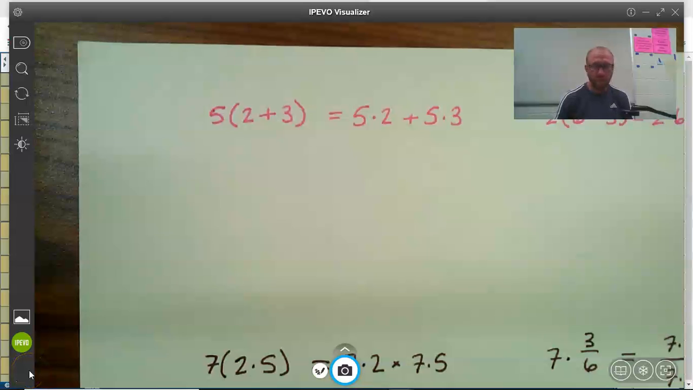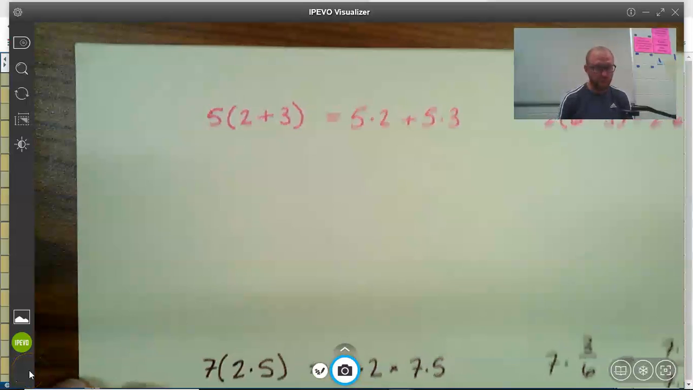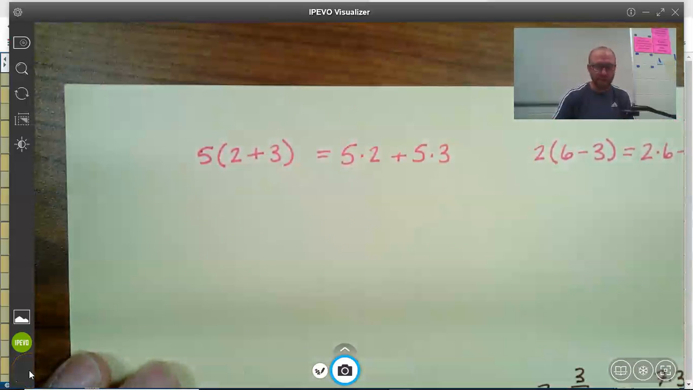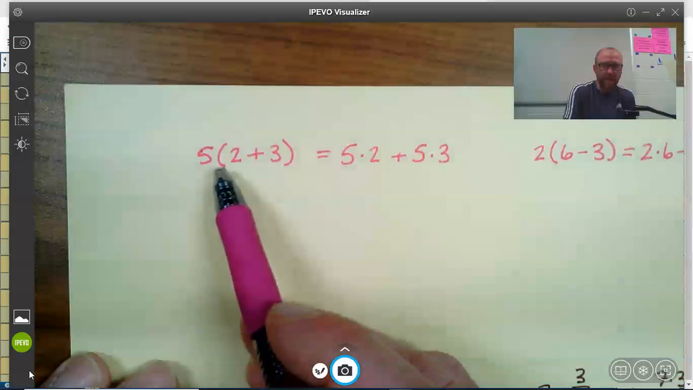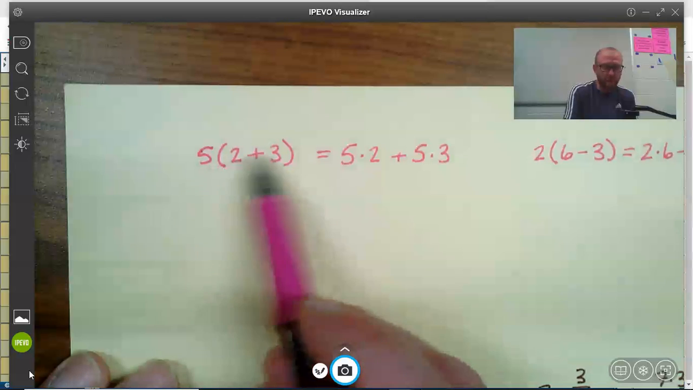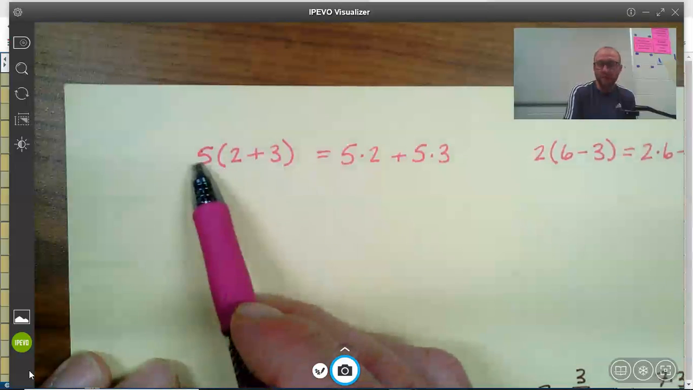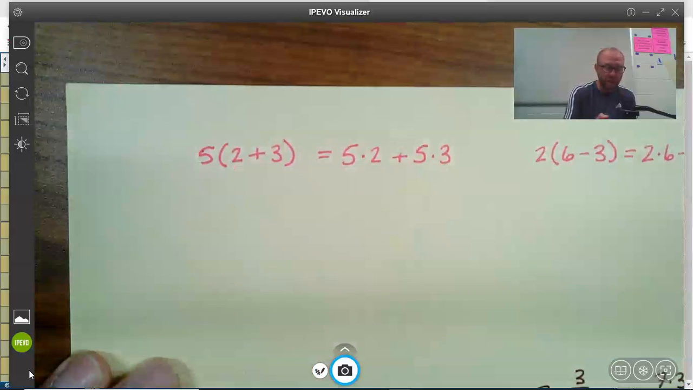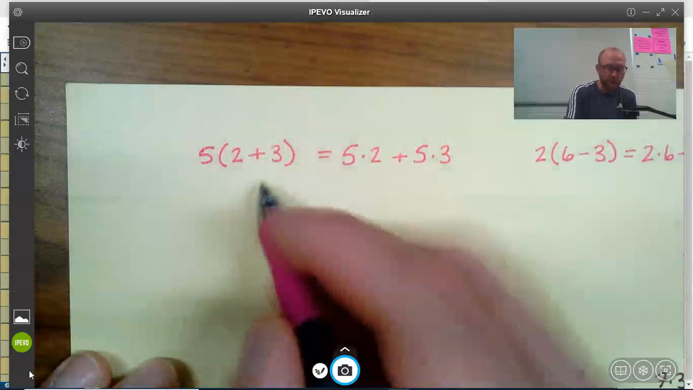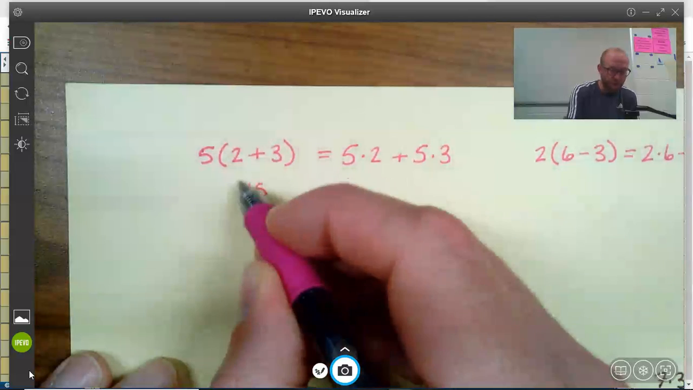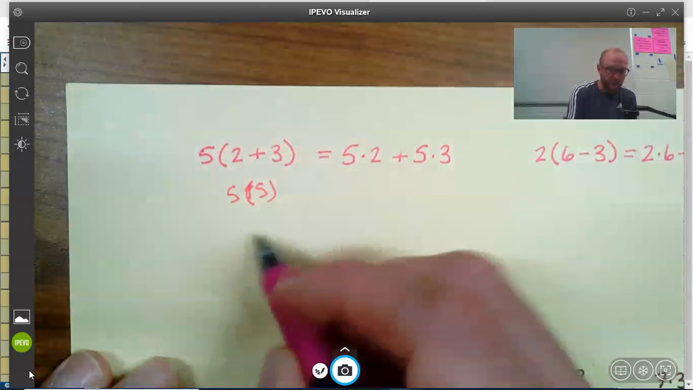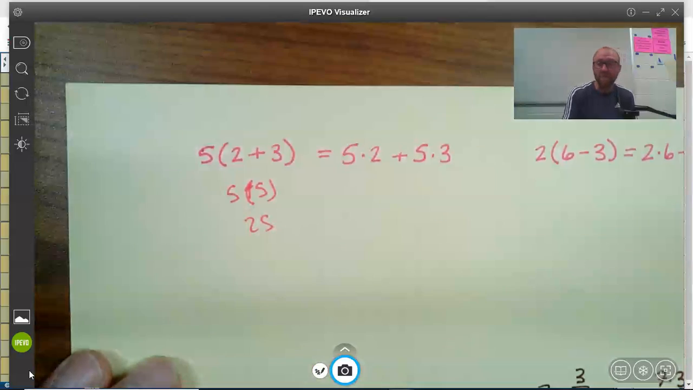Okay, let's talk one more time about the distributive property. We say that multiplication distributes over addition, and what we mean by that is that if I have an expression like this where I have 2 plus 3 and then it's multiplied by 5, I could add first and then multiply, and I get 2 plus 3 is 5 times 5, and that's 25.